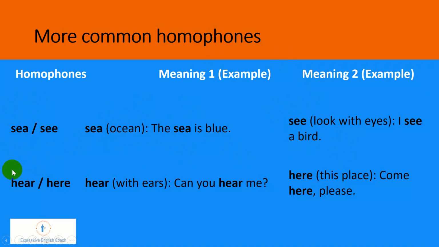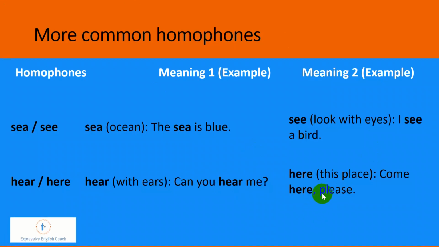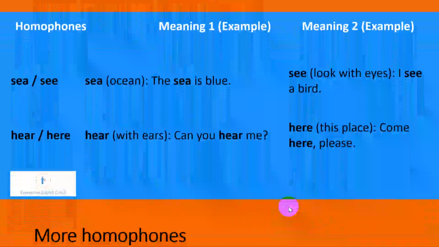Okay. Another word is hear and here. Hear, that means you're using your ears. And the second here is this place, like come here. So the first one, hear, like, can you hear me? Or like he can hear. Can you hear me? Can she hear me? Can they hear me? Or are they hearing me? Something like that.